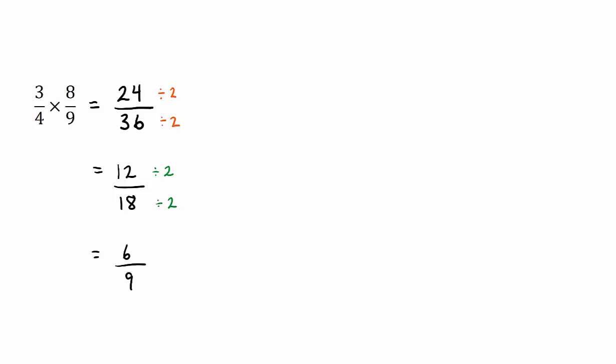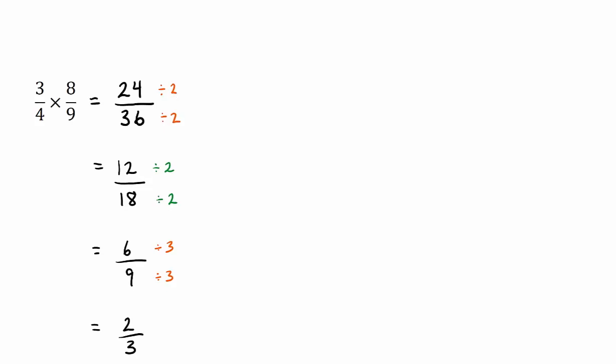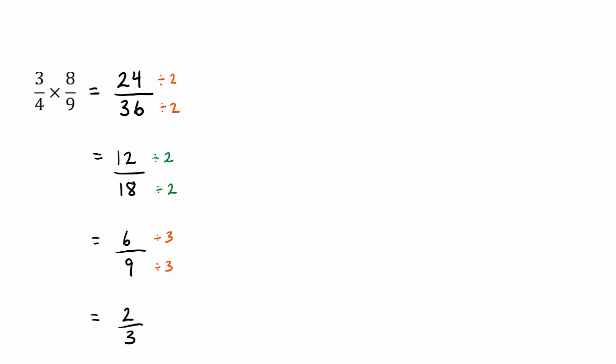And if I look at those numbers right there, they're still each divisible by 3. And so I can do this one more time to simplify the fractions. I'm going to divide each of those by 3. And I get my final answer of 2 over 3. Now that is a long process. What if these numbers are even larger? I don't want to continuously keep dividing by small numbers over and over again.